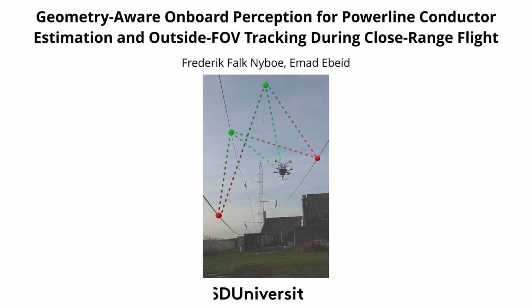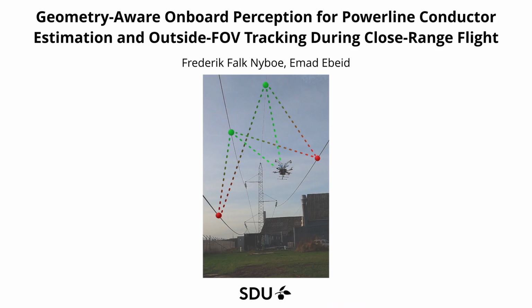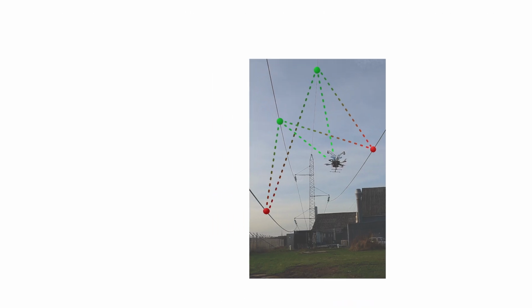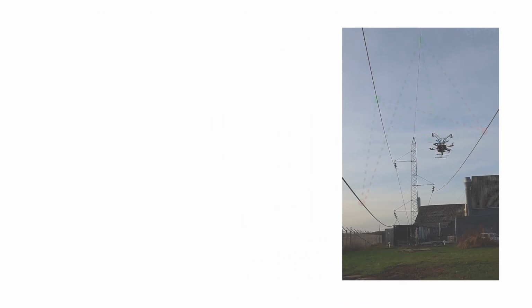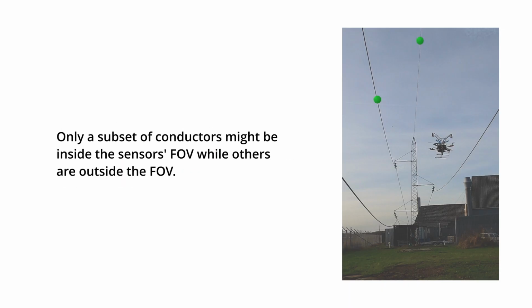This video presents our article, Geometry-Aware Onboard Perception for Powerline Conductor Estimation and Outside Field of View Tracking During Close-Range Flight. During autonomous close-range flight within a powerline corridor, the drone must maintain pose estimates of the conductors for safe navigation. Only a subset of conductors might be inside the sensor's field of view while others may be outside.